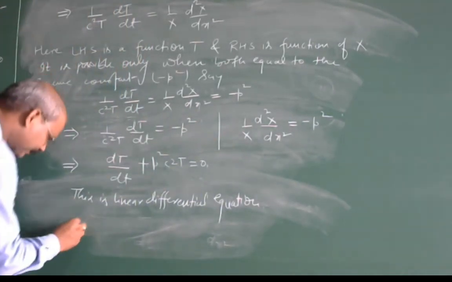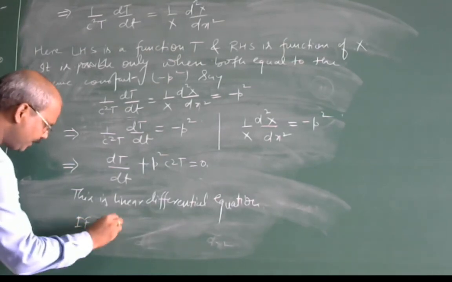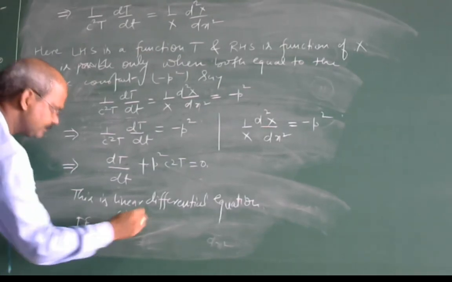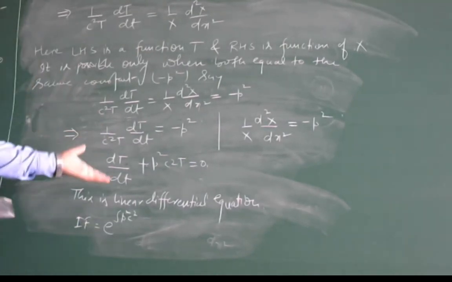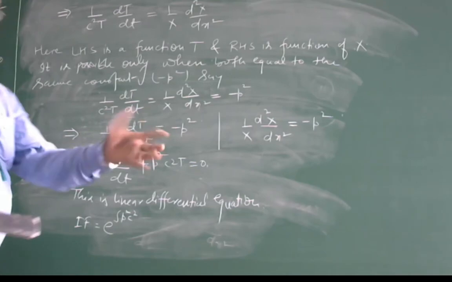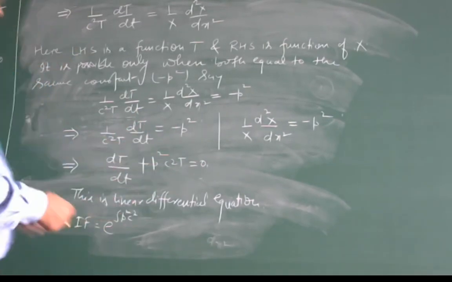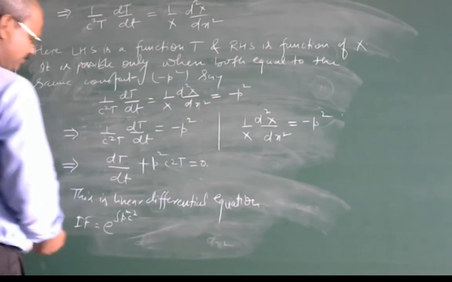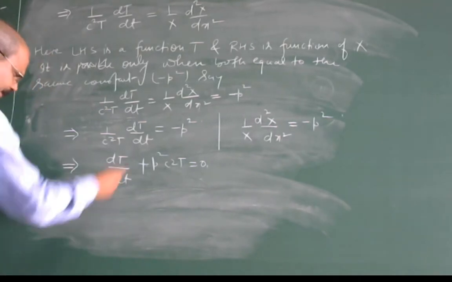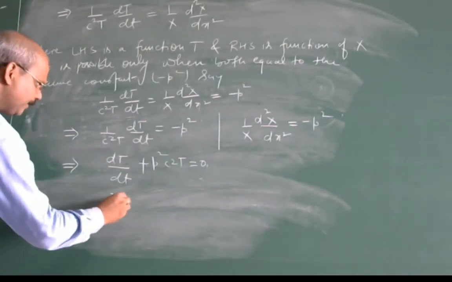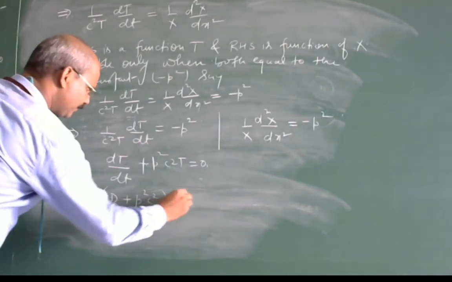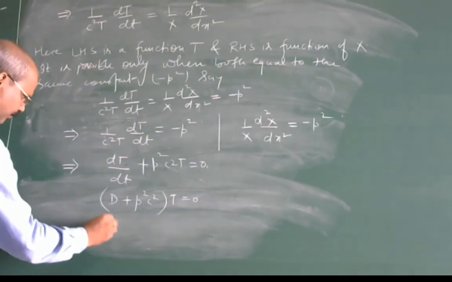So now the integrating factor will be e to the power p square c square t, or you can solve it easily by taking the auxiliary equation, D plus p square c square, T equal to 0. So D equal to m.